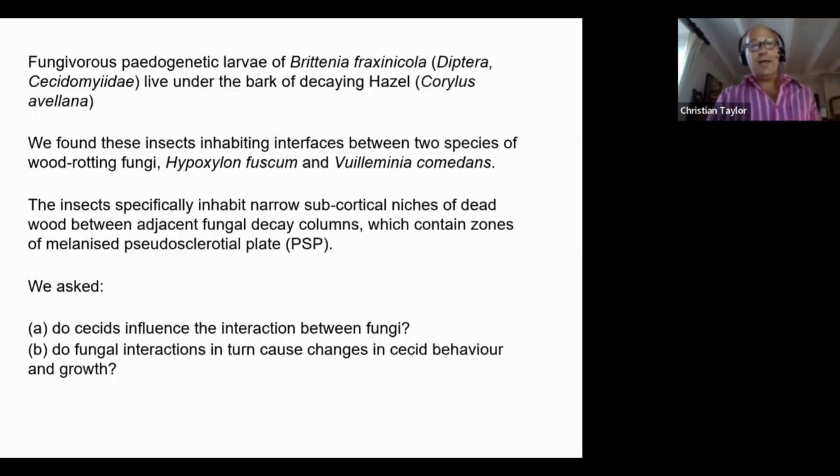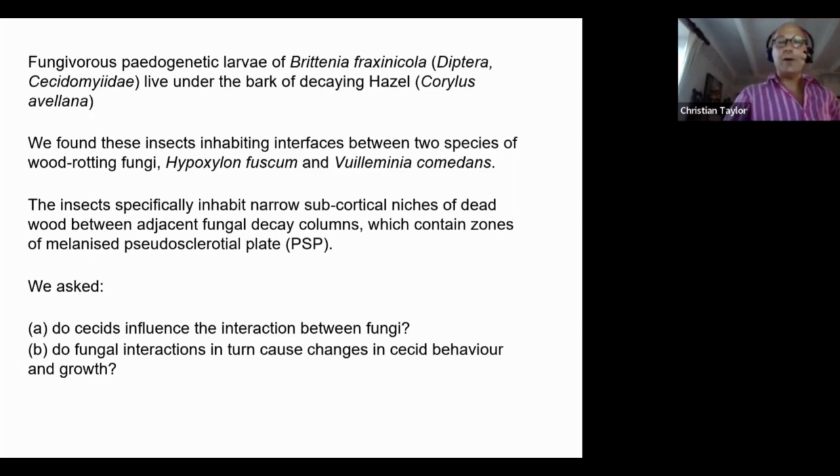So that's a really amazing feature of the biology of these insects. So far, in terms of the exploration, in terms of this talk, we've got a situation where there are fungivorous paedogenic larvae of a particular species that I ended up identifying, called Brittania fraxinicola, a particular cecid species.